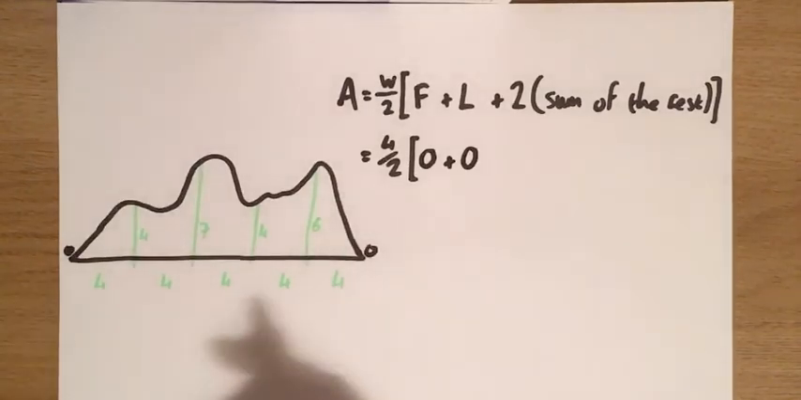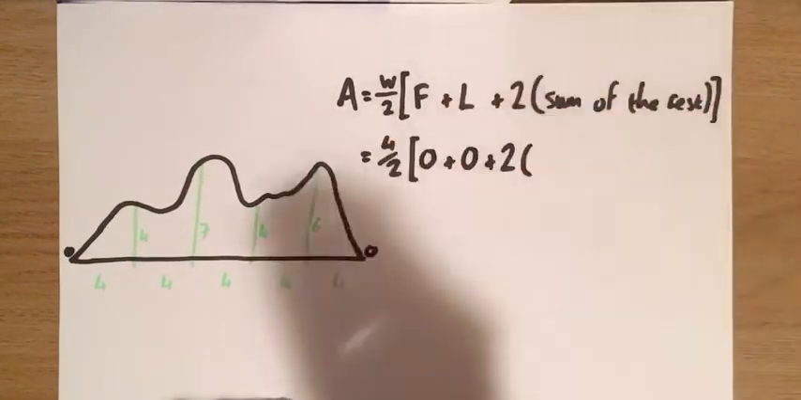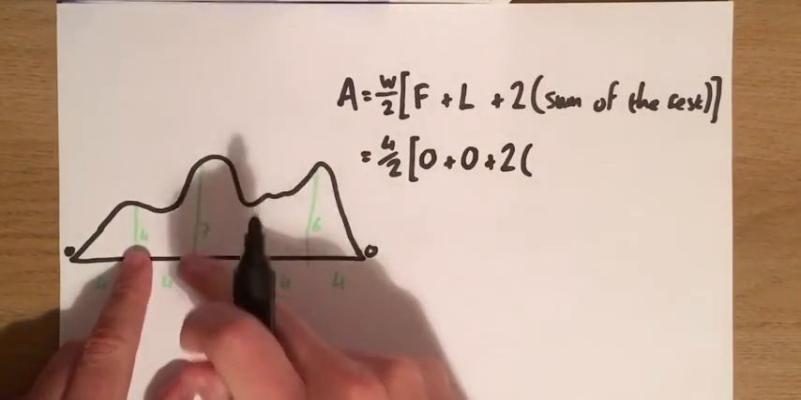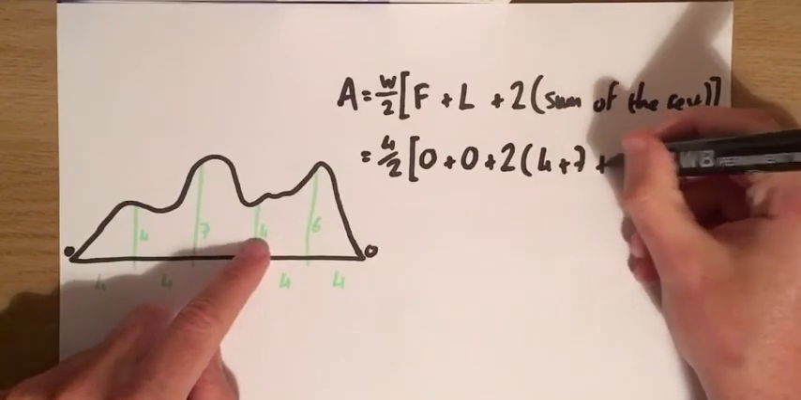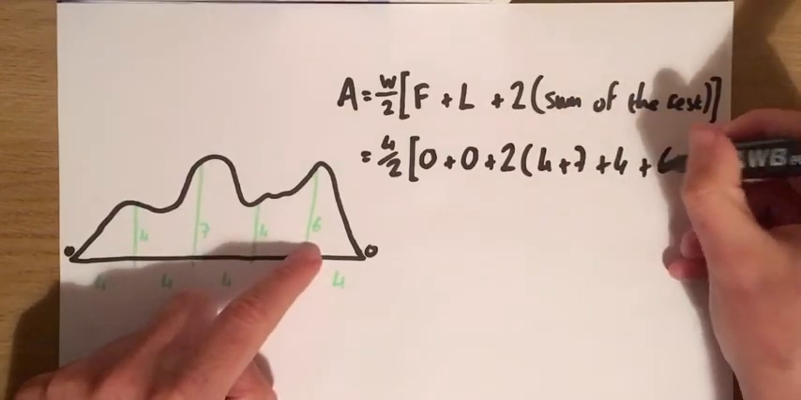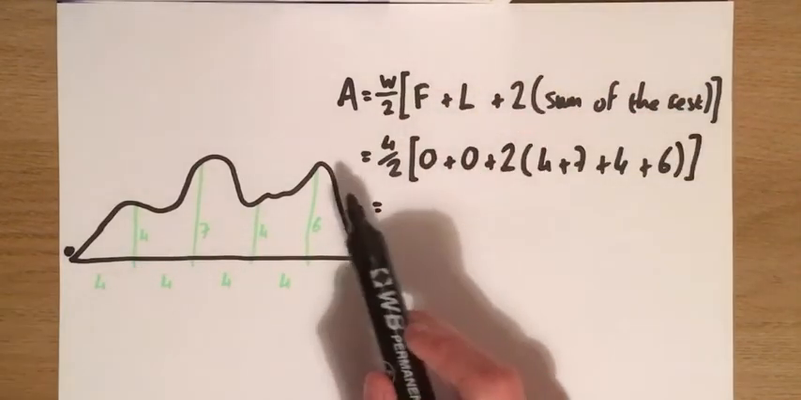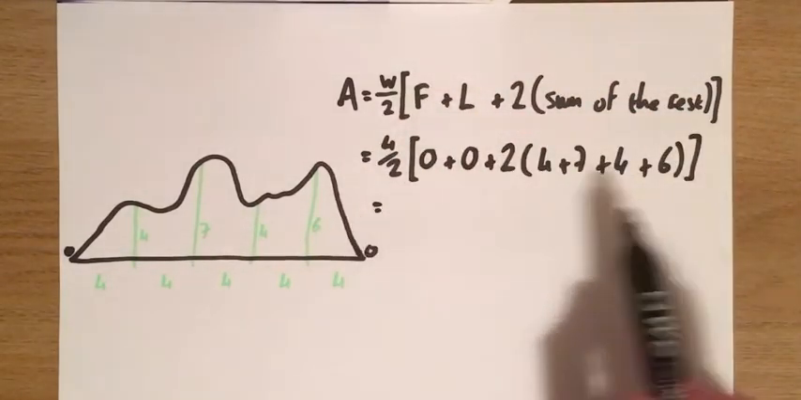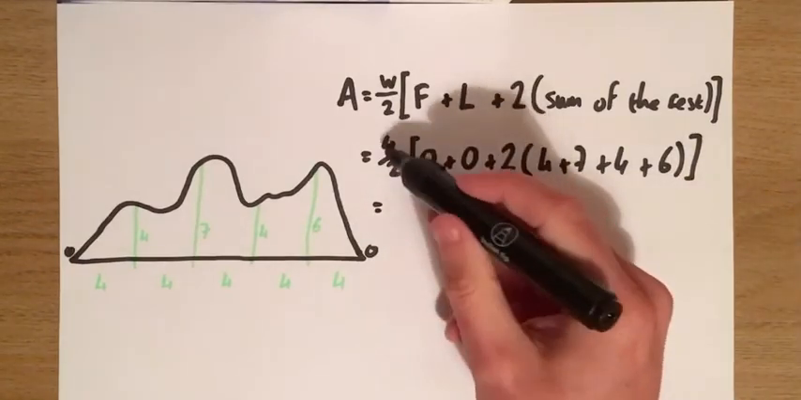All right, so just be careful with that. Plus 2 times the sum of the rest. So the rest are the 4, the 7, the 4, and the 6. So it's equal to, again, you could plug that into the calculator. Just be careful with it when you're doing it, but it would spit the answer out for you. I'll just do it step by step.